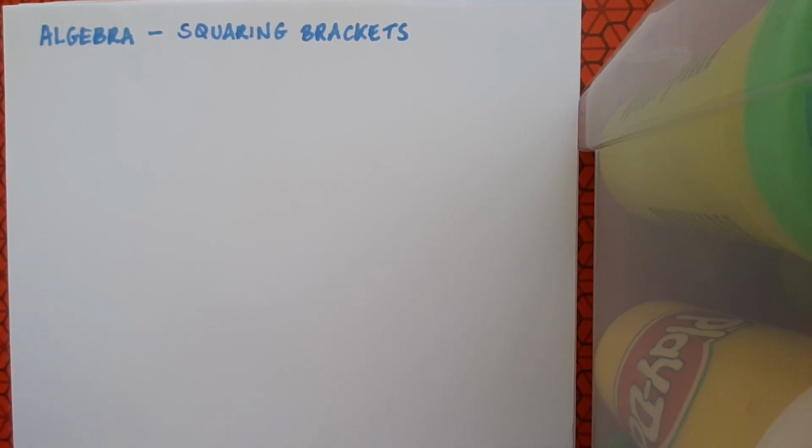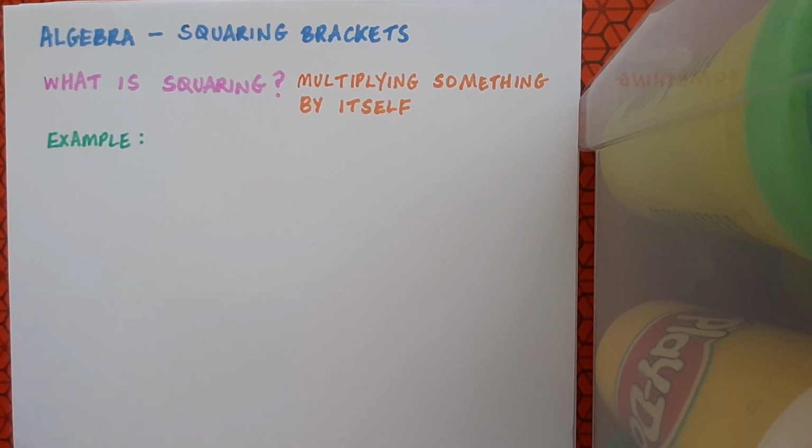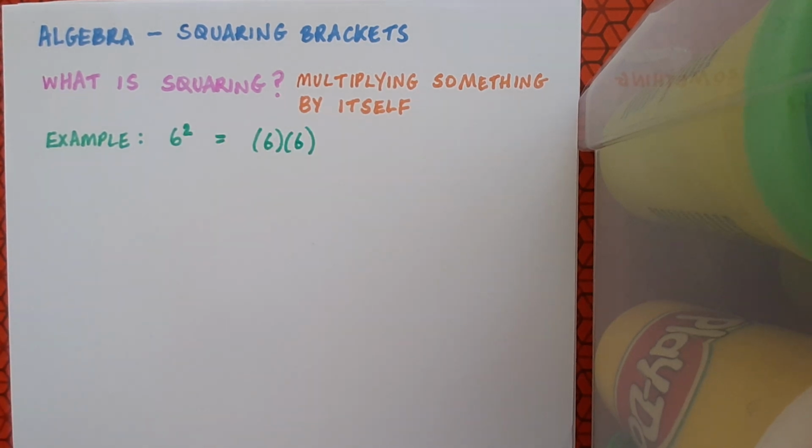This is an algebra video on squaring out brackets. The first thing to be clear about before you begin doing any calculations in this video is what do we mean by squaring? Well, squaring just means multiplying something by itself. For example, if I had 6 squared, what this really means is that I want to multiply 6 by 6. What is 6 by 6? Well, I can work it out by multiplication. And it's nice and straightforward because it's just a number. 6 by 6 is 36.